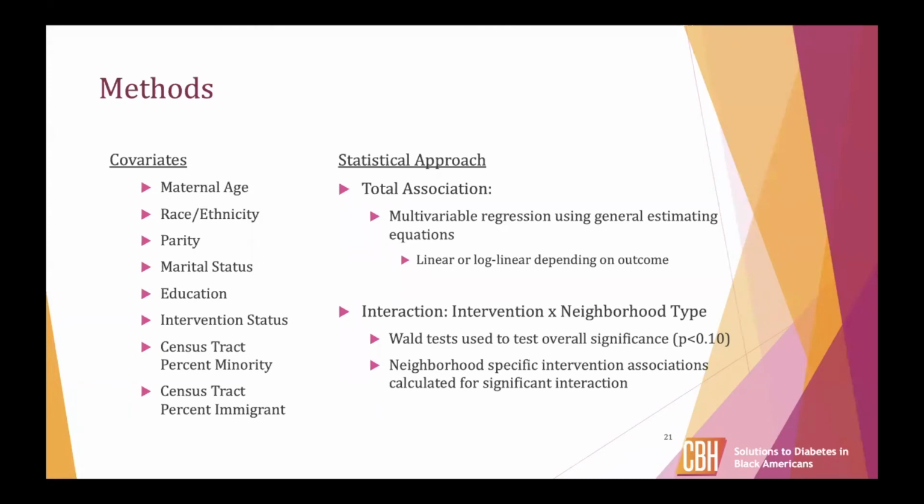For intervention associations that reach a significance threshold of 0.1, I deem that to be significant for the interaction, because those are known to be underpowered, to account for the lower power to detect those interactions. And for those significant interactions, I then estimated neighborhood-specific intervention associations.